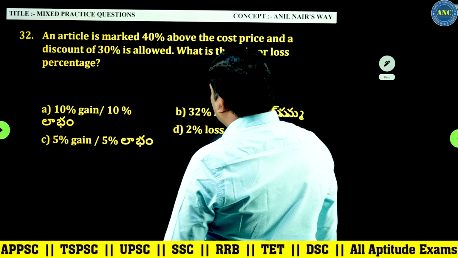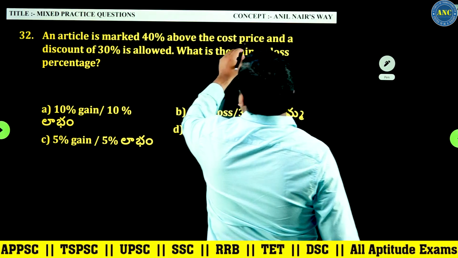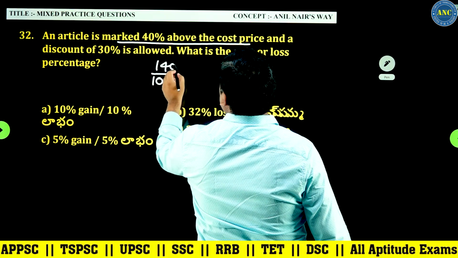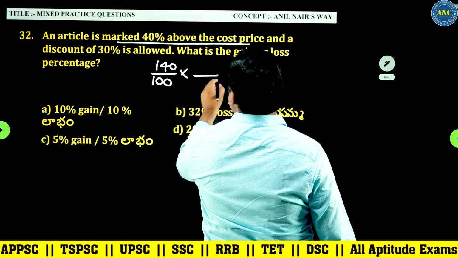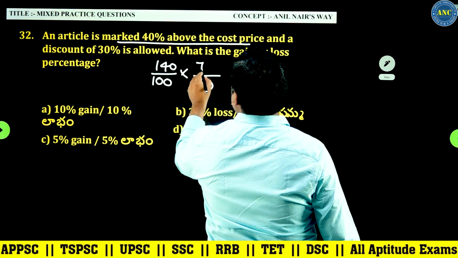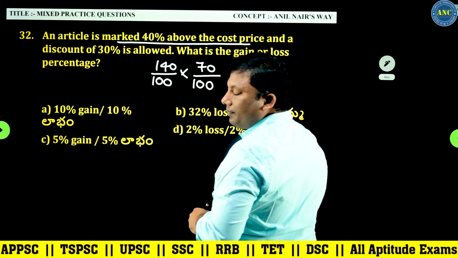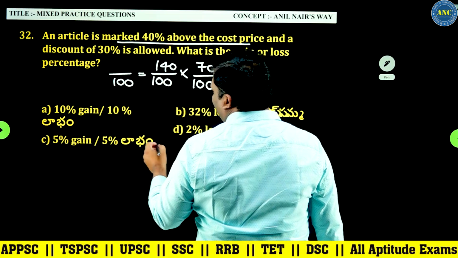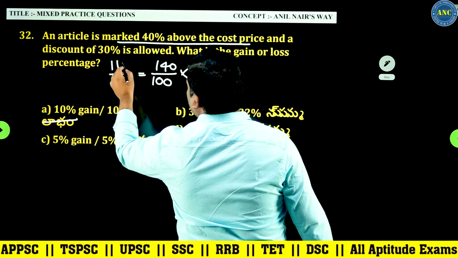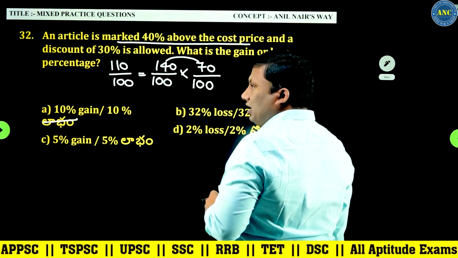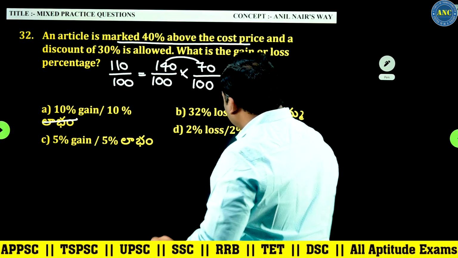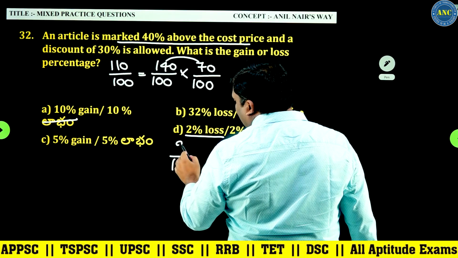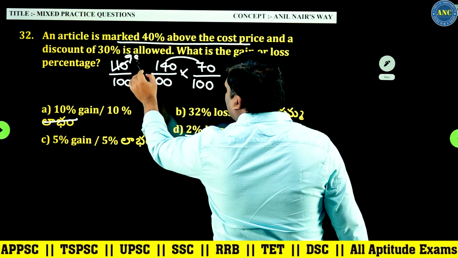Next one, an article is marked at 40% above the cost price. On 100, there is an increase of 140. And a discount of 30%. On 100, there is a discount of 70. Answer how much it is. See here. On 100, went with options. 10% gain, 110. 4 7s are 28. The answer should end with 8. 2% loss. On 100, it is 2 loss is 98. 98 answer, it is ending with 8.